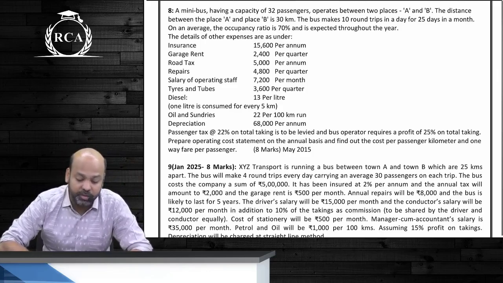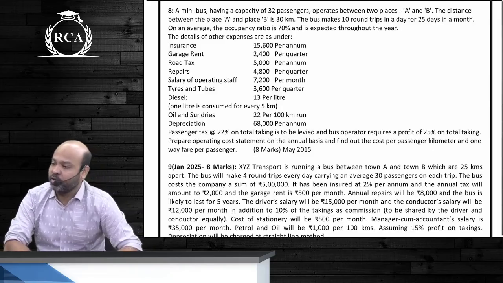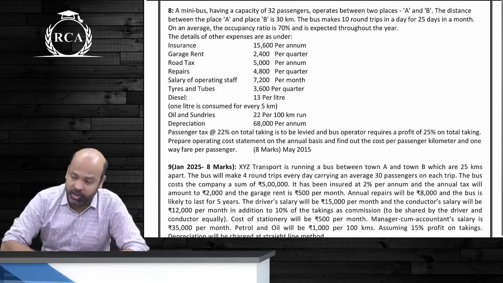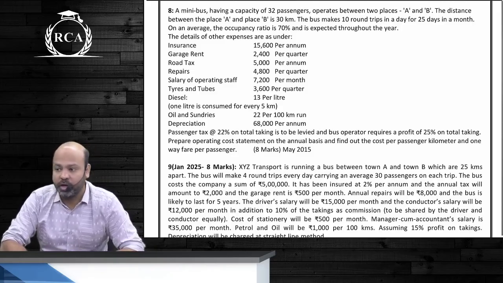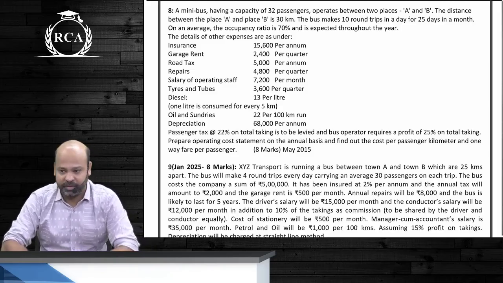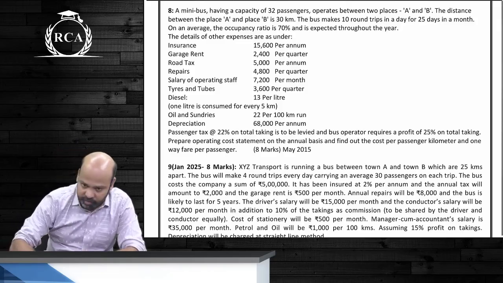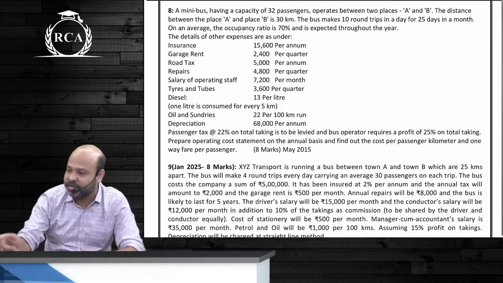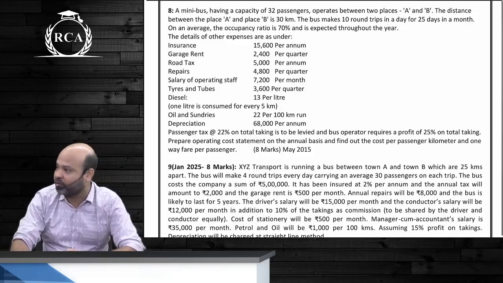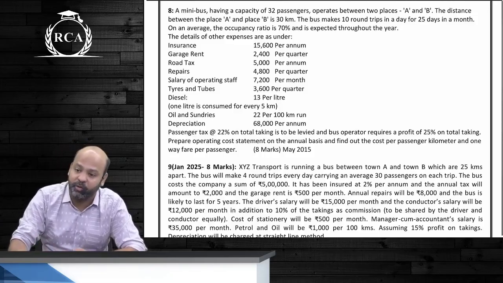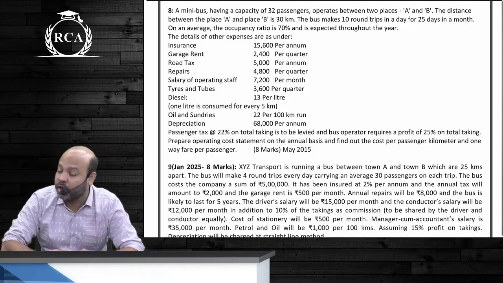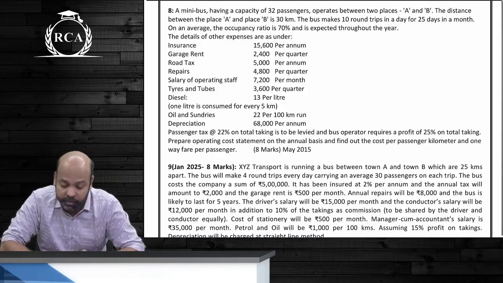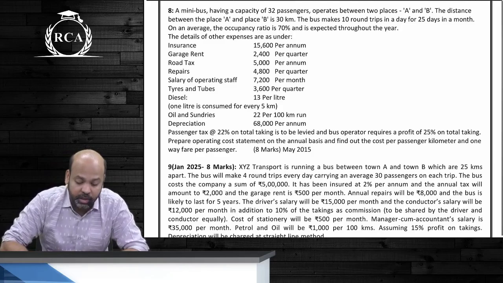On an average occupancy ratio is 70%. 32 passengers into 70%, beta, how much is that? You will take 22.4 only. You will not round it off to 22 or 23 passengers. It is possible that on one trip you may have 23 passengers, on one trip you may have 24, on one trip you may have 20, on one trip you may have 21. On an average, the ratio works out to be 70%. Do not round it off. Are we clear about this? And it is expected throughout the year.